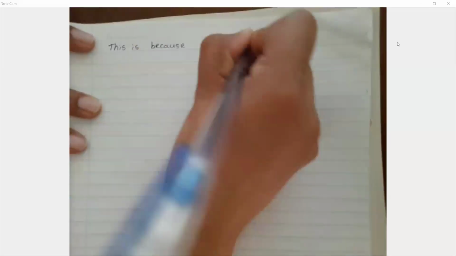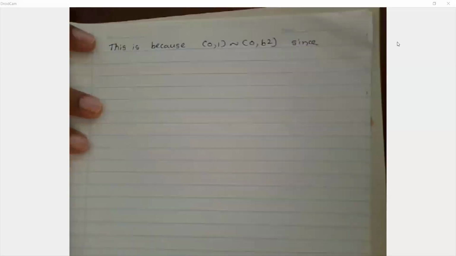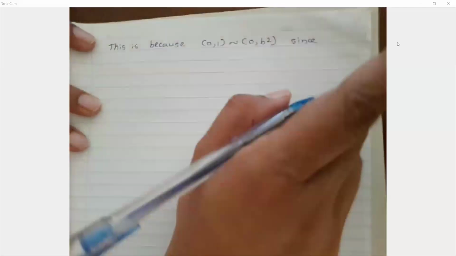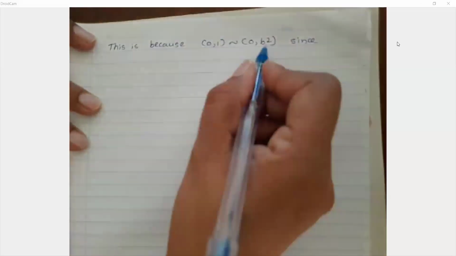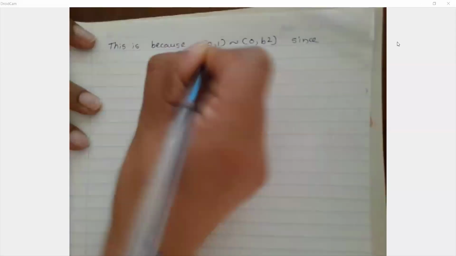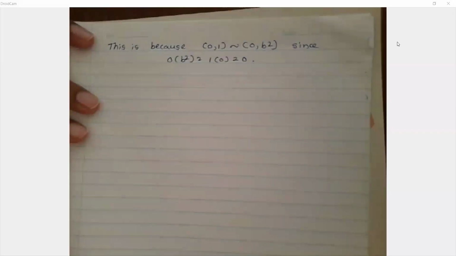This is because 0, 1 is equivalent to 0, b squared. Since if you go back to that if and only if statement, when do we say that two elements are equivalent? When you have 0 times b squared is equal to 1 times 0, which is actually equal to 0. This equation is satisfied. Therefore, those two are equivalent. So we know that we were looking at the same equivalence class, which is the additive identity in F. Right.